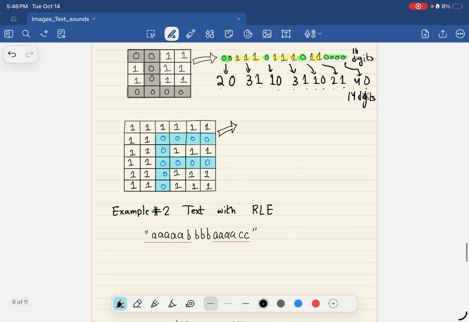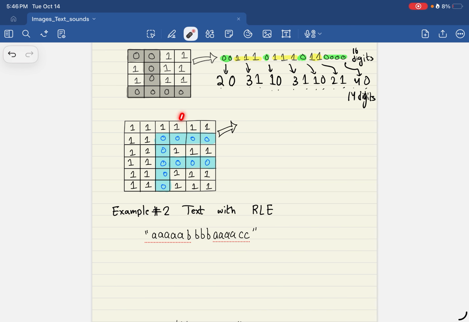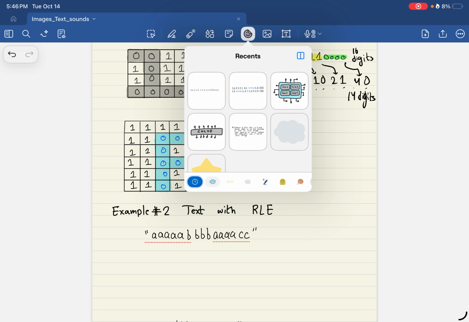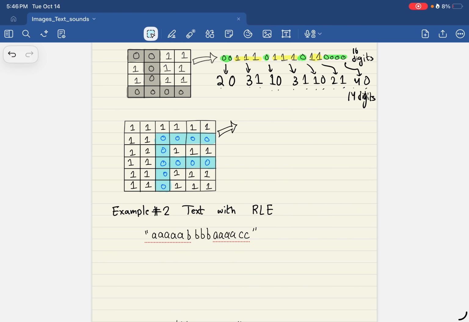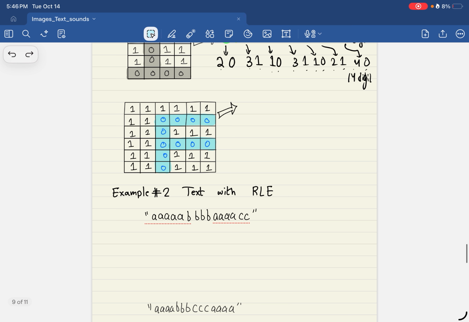Now in a second example, again we will first take out these bits and try to represent them as a stream of bits over here. I've already done that, so I'll just copy paste those ones and zeros over here like this. So this is just another example of the same thing.